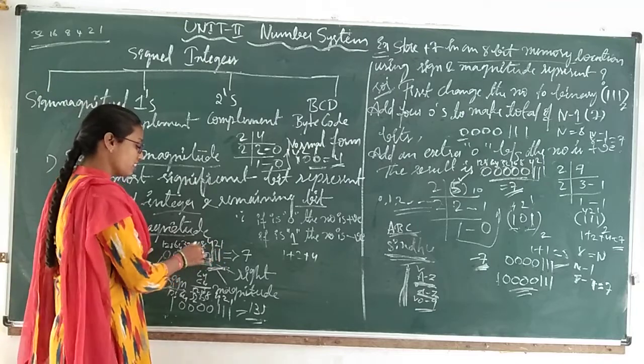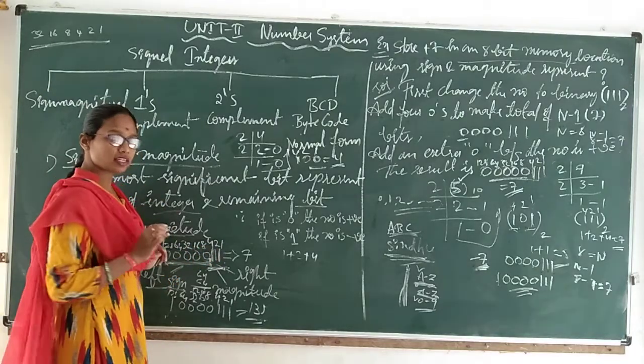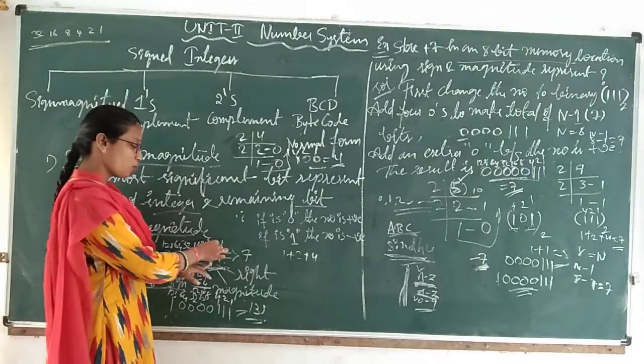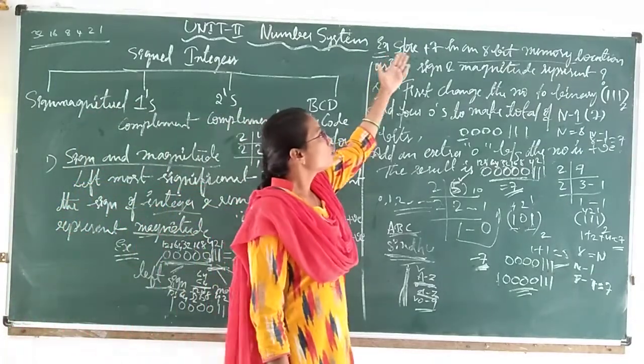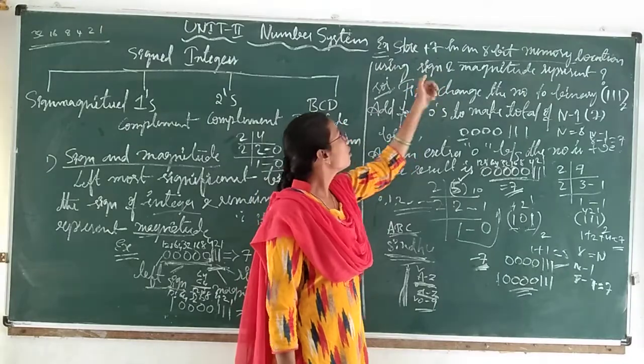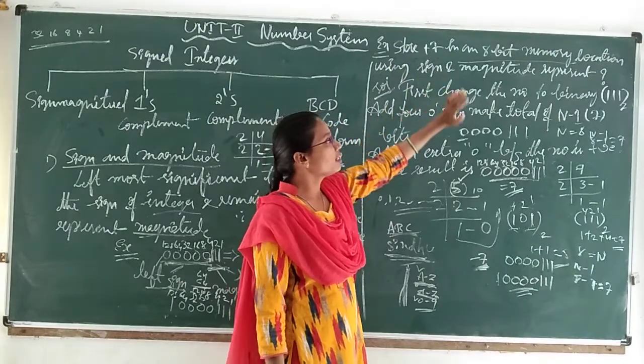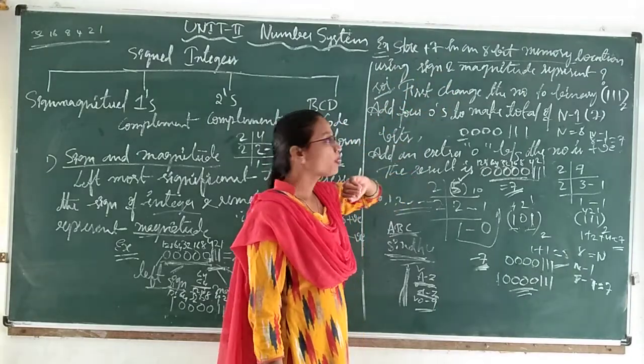1 2 4 8 16 32 64 128. Then 1 plus 2 plus 4 is 7. And next, store plus 7 in an 8-bit memory location using sign and the magnitude values.